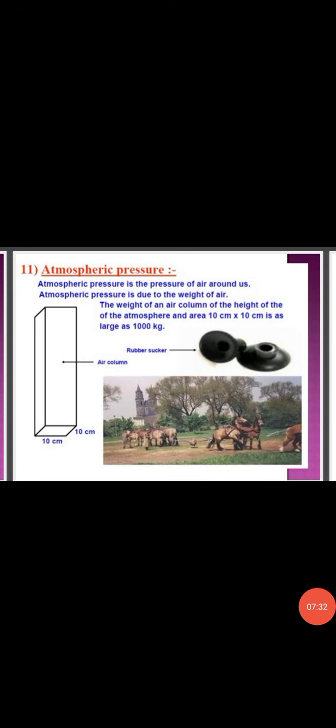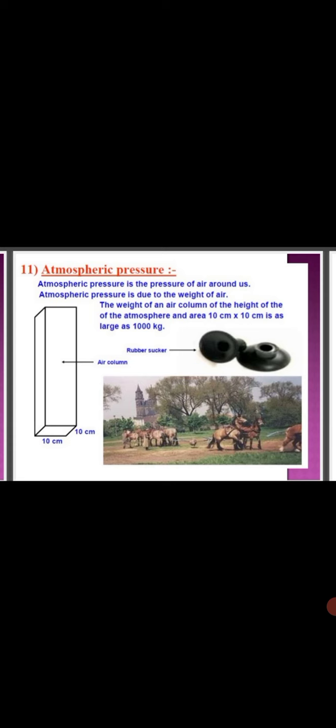Now we come to our next topic, that is atmospheric pressure. We learned that liquids exert pressure, solids also exert pressure. In the same way, gases also exert pressure. That is why a balloon expands when we blow air into it. But what happens if we blow too much air in a balloon? It bursts. This happens because the material of the balloon is not able to withstand the increasing pressure.